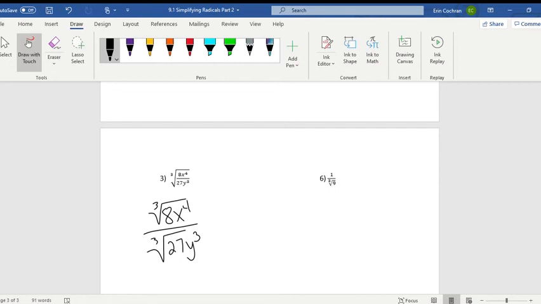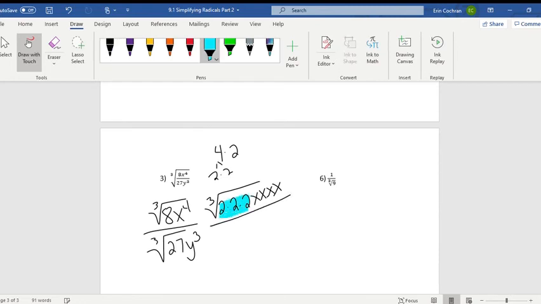8 breaks down to 4 and 2, and 4 breaks down to 2 and 2. So we have the cube root of 2 times 2 times 2, x to the 4th, 1, 2, 3, and 4. Okay, so now look for our triples. We have a triple 2, and we have a triple x, and we have a lone x. So we're going to circle a 2, cross out 2, circle an x, cross out 2. My circles come out, so I'm going to have 2x with the cube root of x on top.